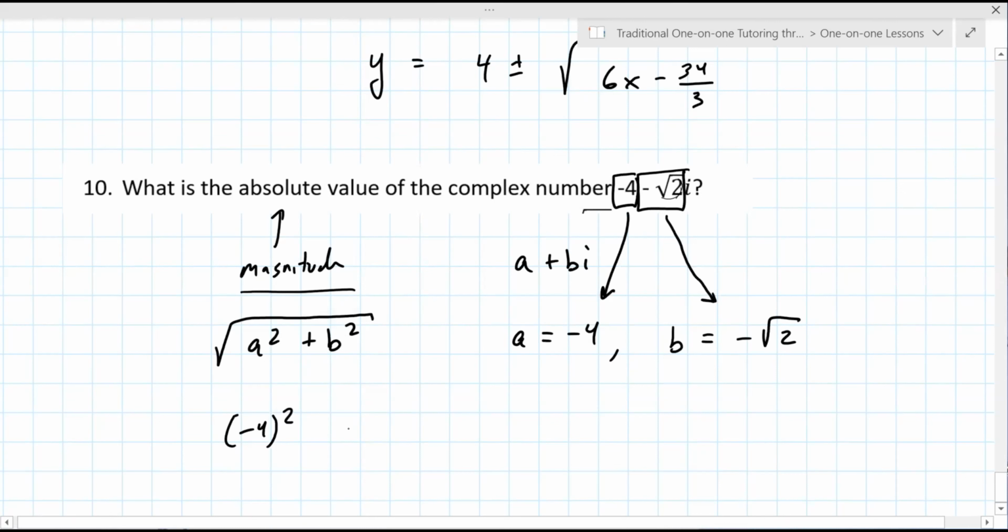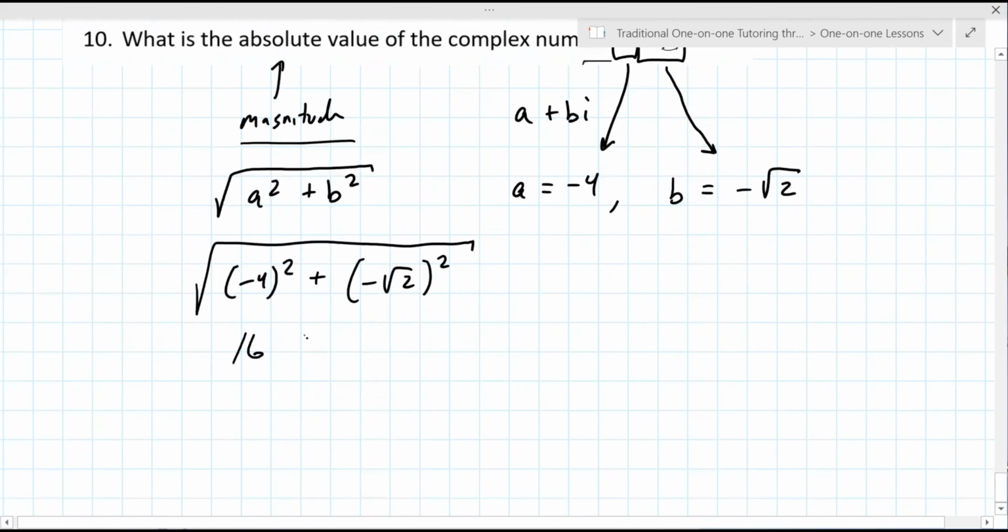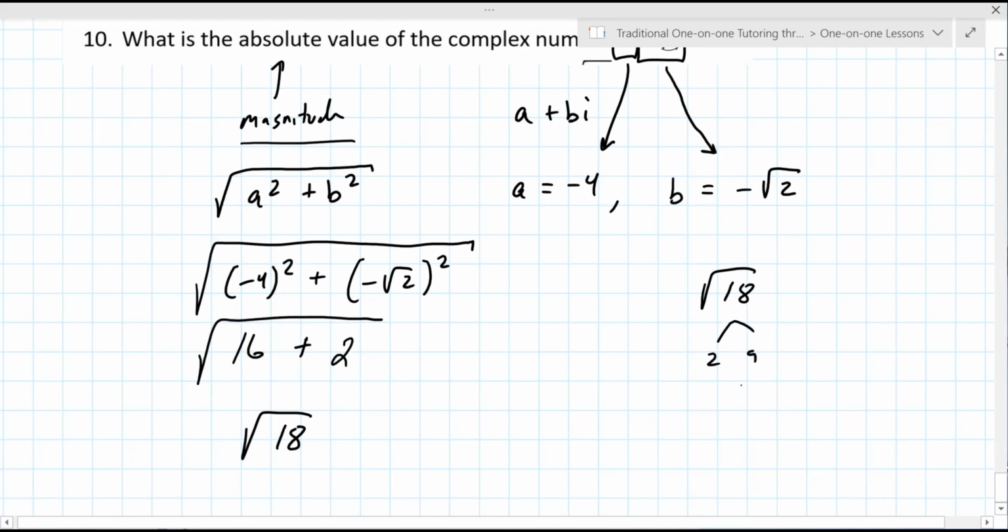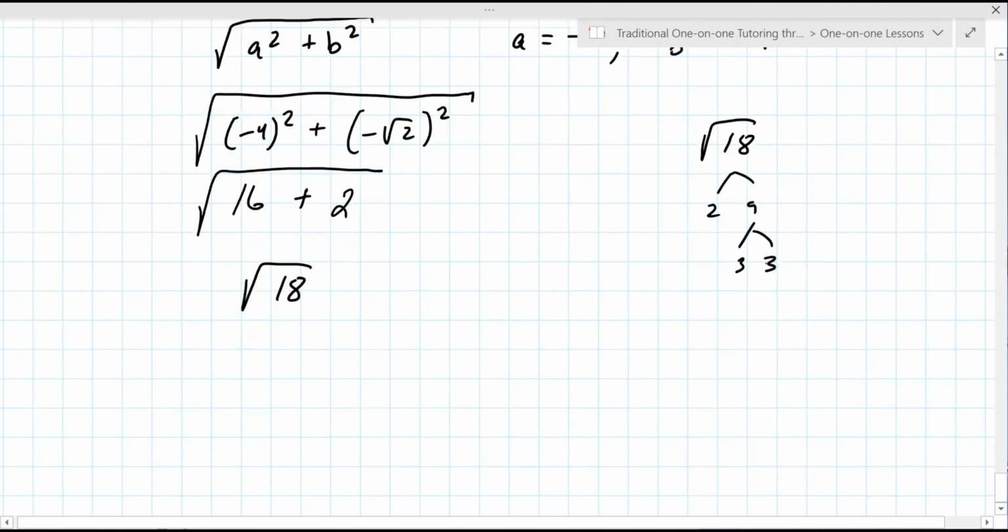So you're squaring 4, you're squaring negative square root of 2, and then you have to do a square root at the end. So it's 16 plus, when you square the negative, it becomes positive. When you square a square root, it goes away. So it is the square root of 18. Square root of 18 reduces almost nicely. The pair of 3s come out, so it becomes 3 square root of 2, because 2 is what is left over. Thank goodness.